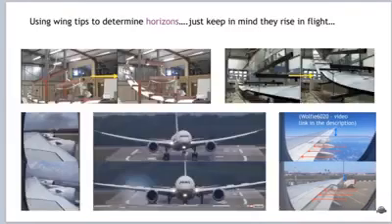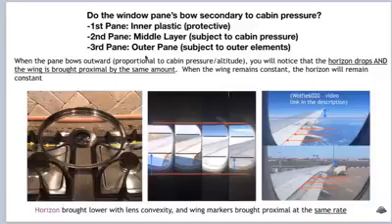I think that's kind of what's going on. I don't know which pane is flexing. I looked up the panes, and there's 3 panes to a window. The first one is usually that inner plastic one. It's kind of protective. The second one is like a middle layer. It's what's subject to cabin pressure. And then the third one is the outer pane, kind of subject to the outer elements.